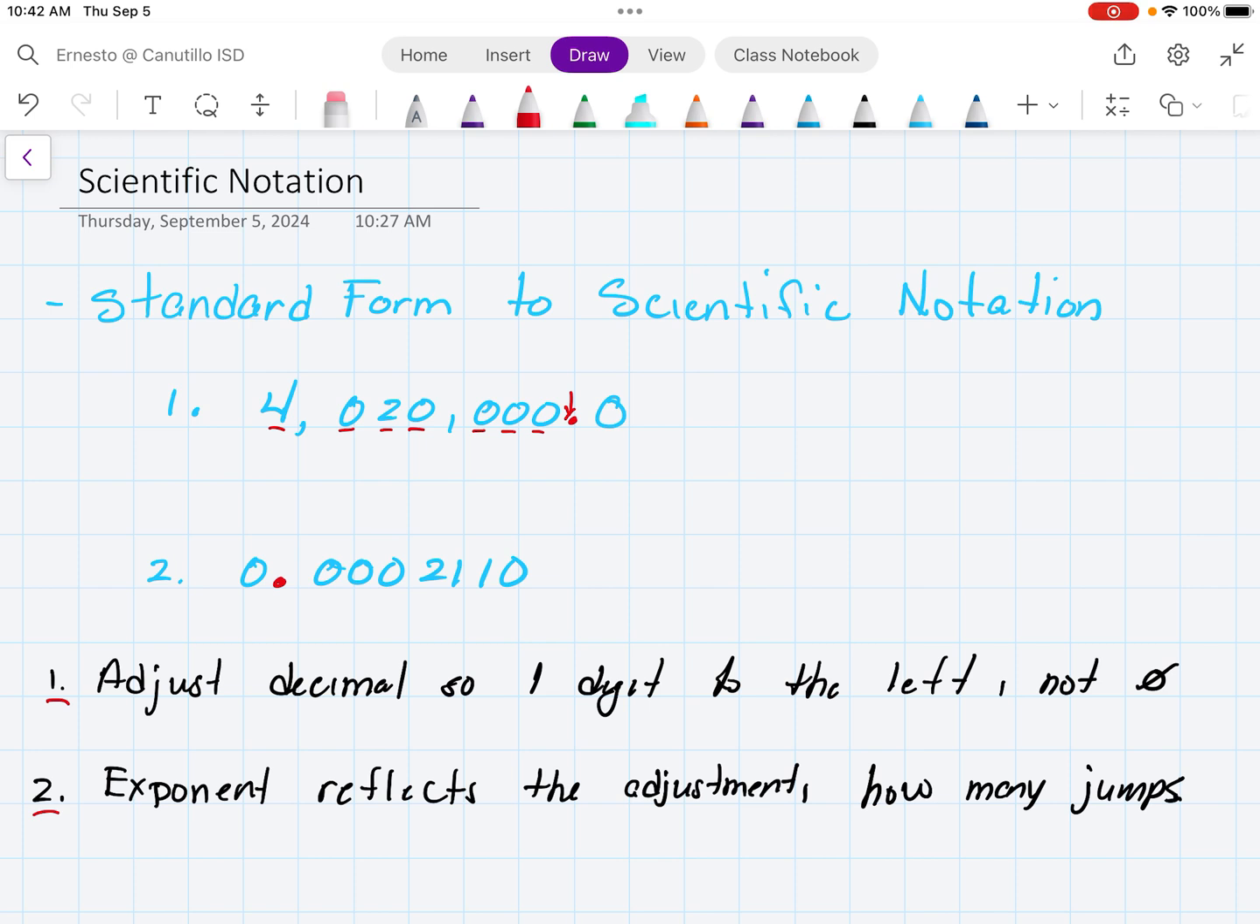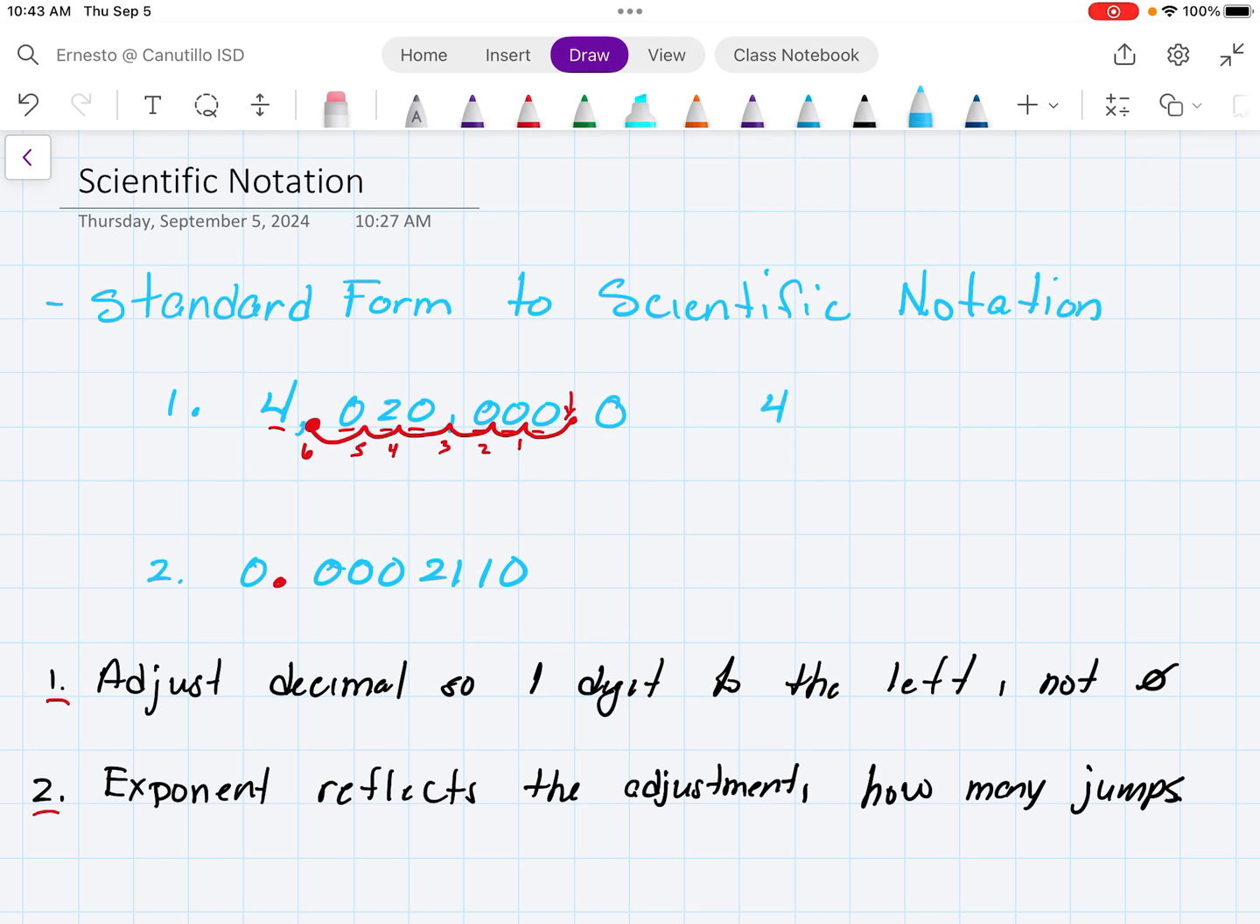So what I'm going to do is jump it. I'm going to take the decimal point and move it here. 1, 2, 3, 4, 5, 6. So I'm going to move my decimal point there. It took me 6 jumps to get the decimal point to a place where I have one digit to the left of it, and that digit is not a 0. So now I'm going to rewrite this in scientific notation.